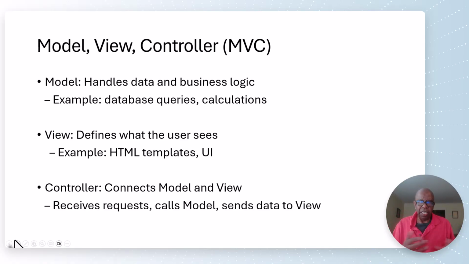The view defines what the user sees. HTML. Okay, I will put various HTML in the view folder. Anything that has to do with letting the user see or control what the user sees falls into the view. The controller connects the model with the view. So we have the model, we have the view, and we have the controller. The controller receives requests, calls a model, and sends data to the view.